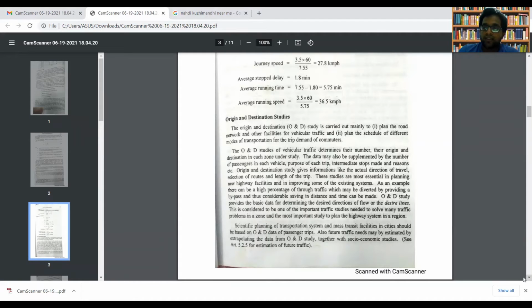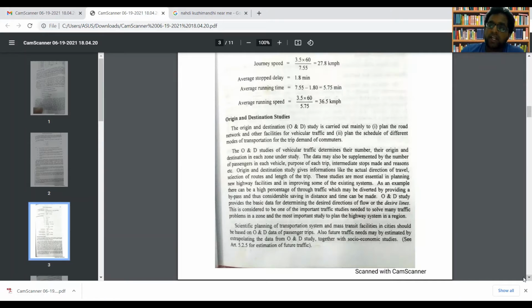So origin and destination study means conducting a study about the travel pattern or travel habits of different people: from where their journey is originating and what their destination location is. So that is origin and destination studies. This origin and destination study will determine the number of trips, origin and destination in each zone under the study area.